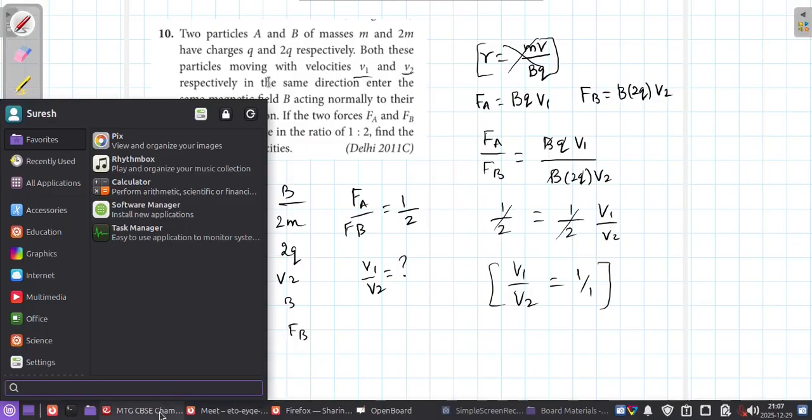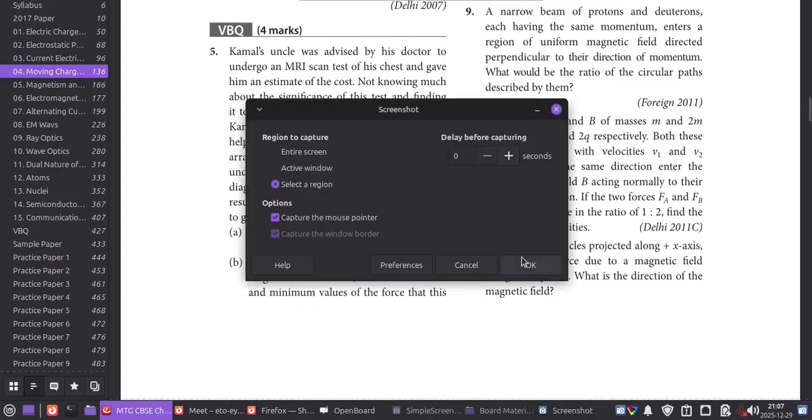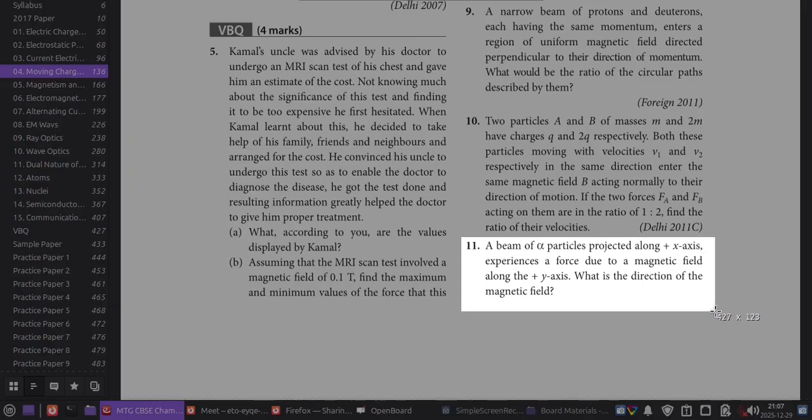Okay, next question. For this question, question number 11, they are asking for the direction of the magnetic field.